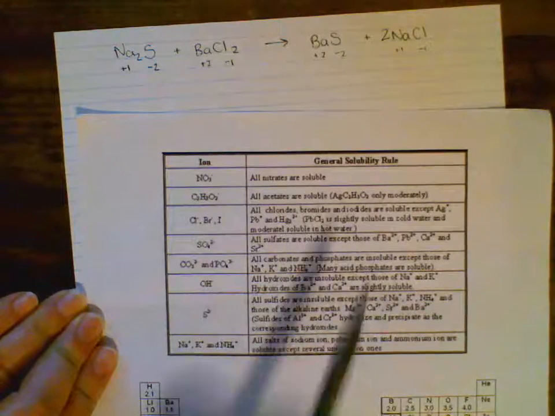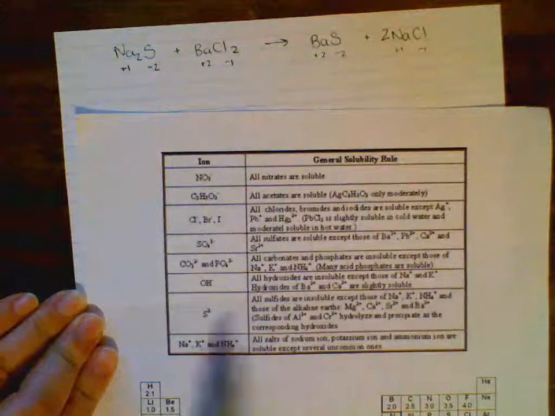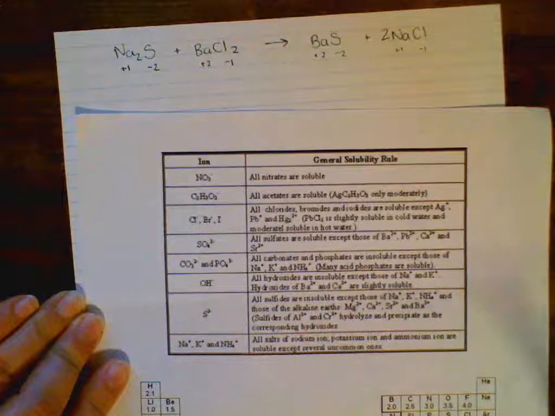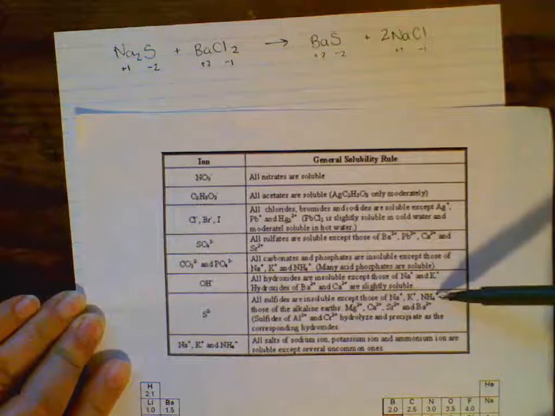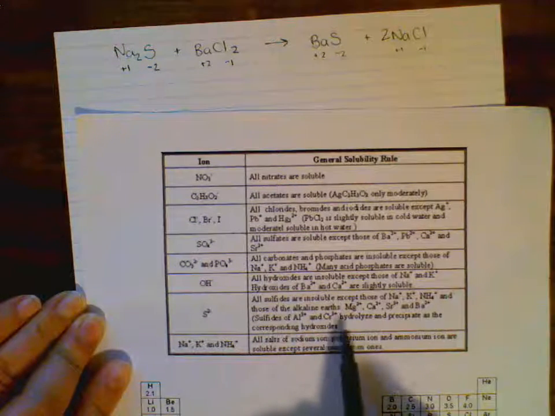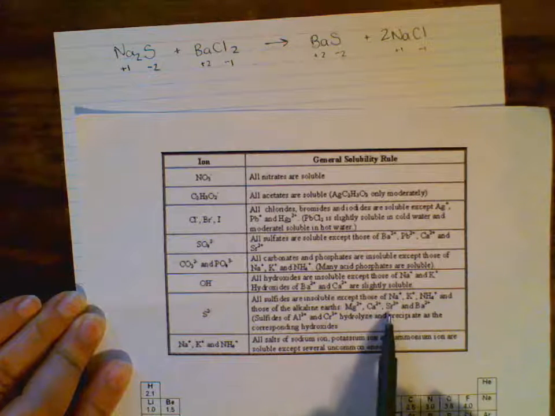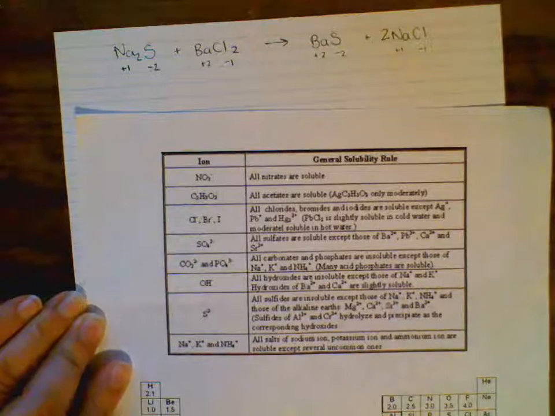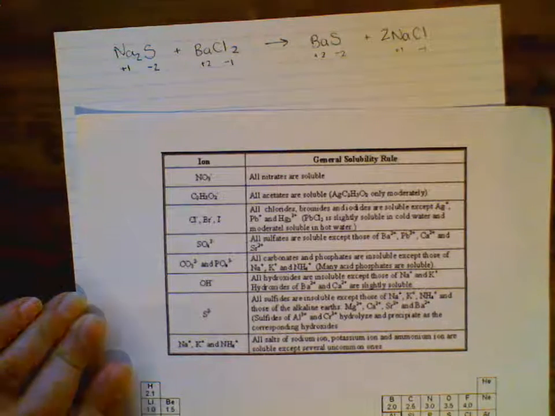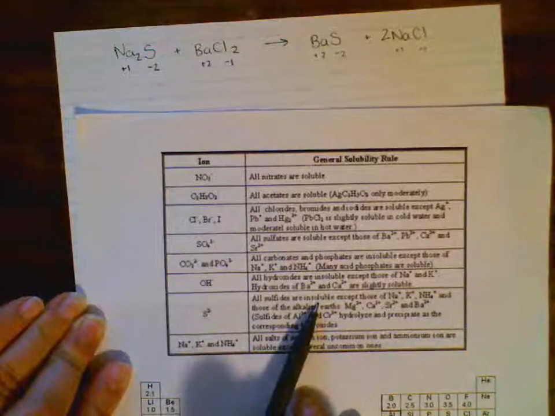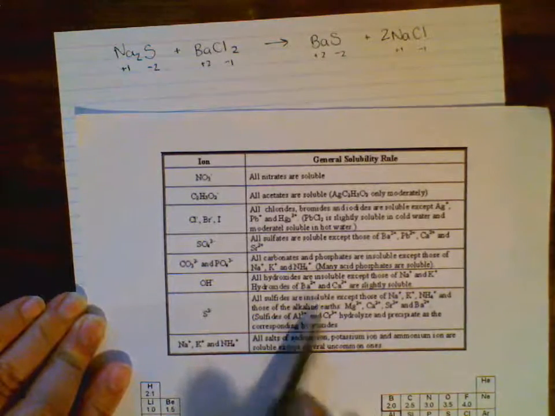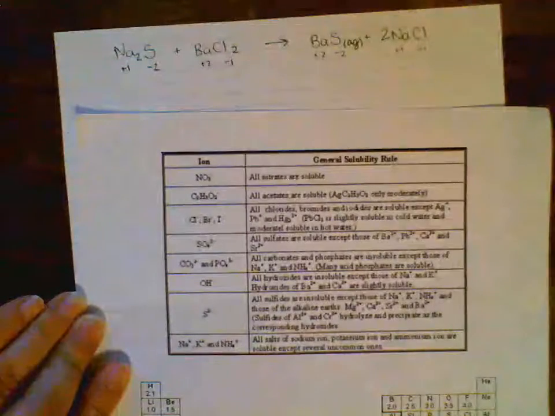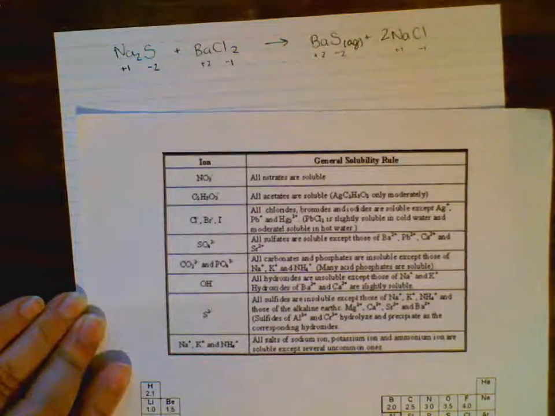So if I look at these, here I have barium sulfide. So if I come down here to my sulfides, it says all sulfides are insoluble except those of sodium, potassium, and ammonium, and those of the alkaline earth metals, magnesium, calcium, strontium, and barium. So barium looks like it's an exception to our sulfur solubility rule. So it is not going to be insoluble like most sulfides are. This one is actually going to be soluble, so I'm going to put an AQ behind it for aqueous. Means it is going to dissolve.